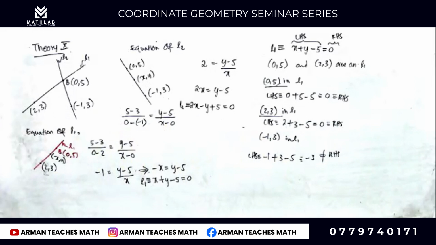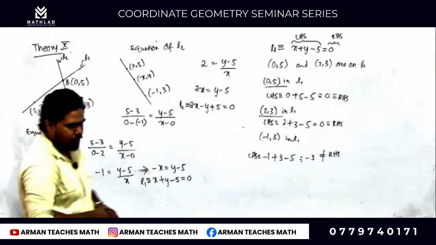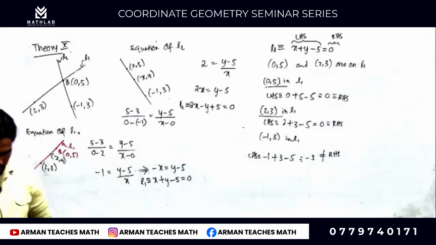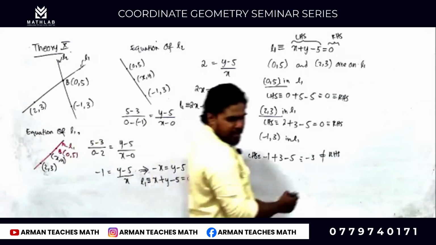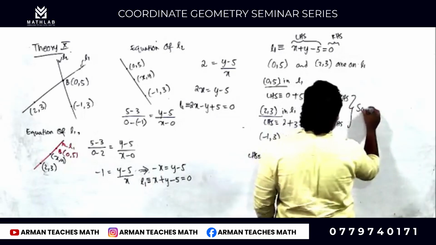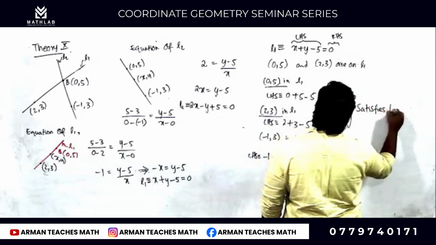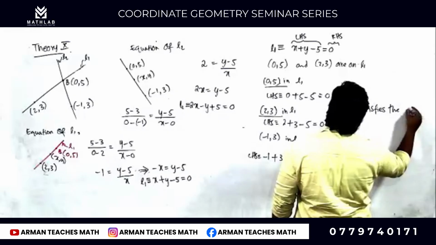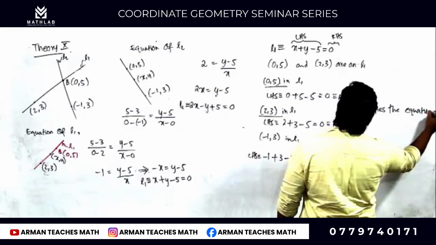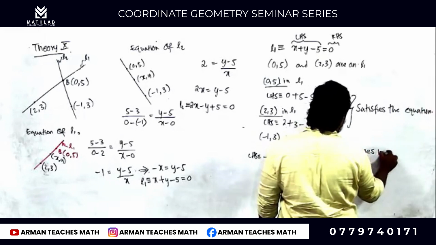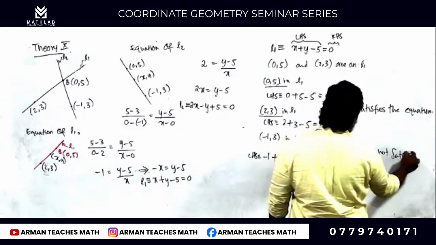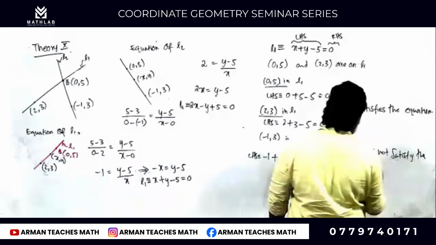That was theory 10. Finish it, I'll give you 1 minute, quickly do it. Write here: this satisfies the equation, this does not satisfy the equation.